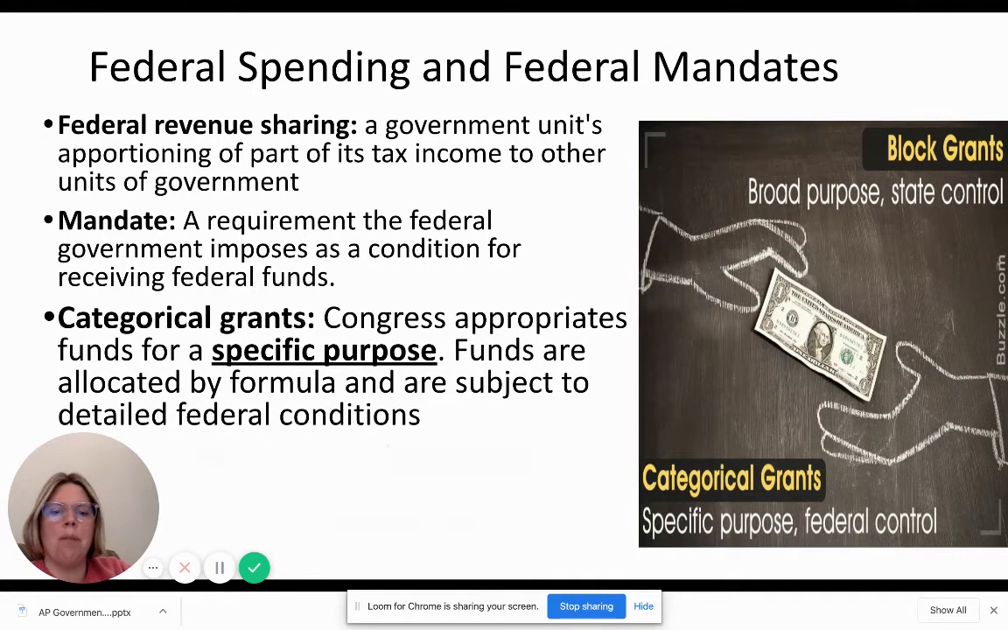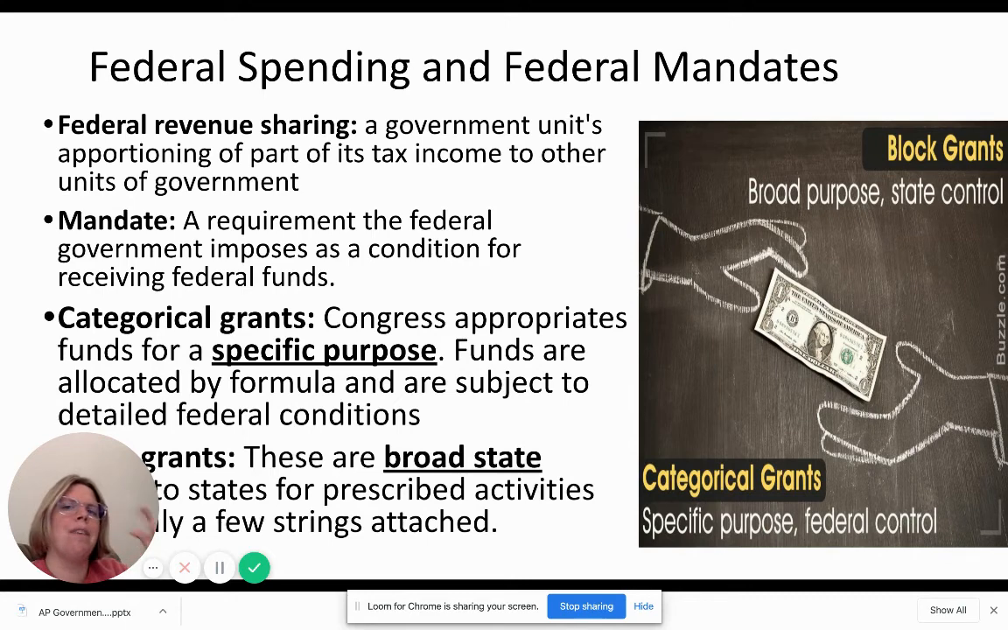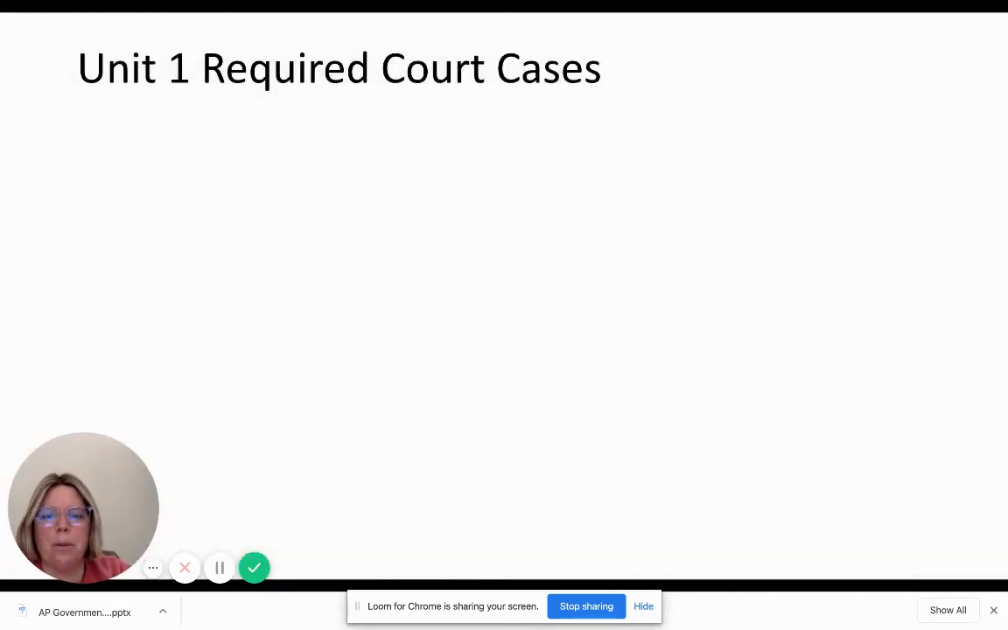Categorical grants and block grants. Remember, categorical grants are for a specific purpose, and block grants are for a broad purpose, the general thing, like this is just for healthcare or this is just for education. So that's the key difference to remember between those.